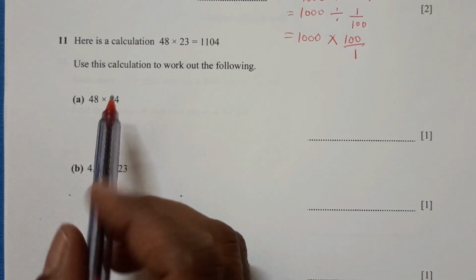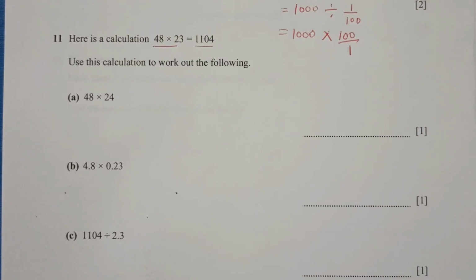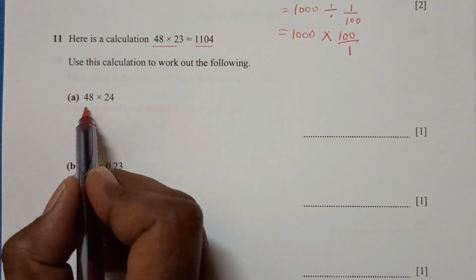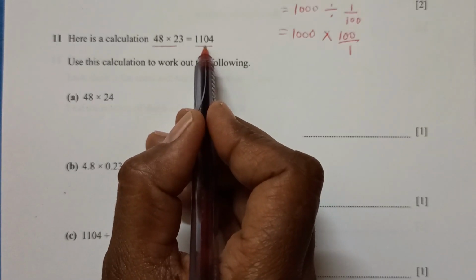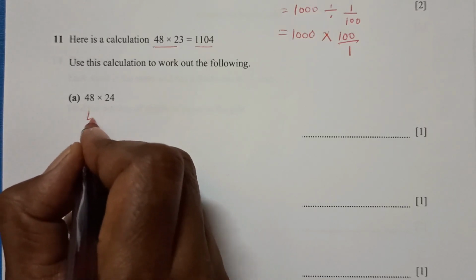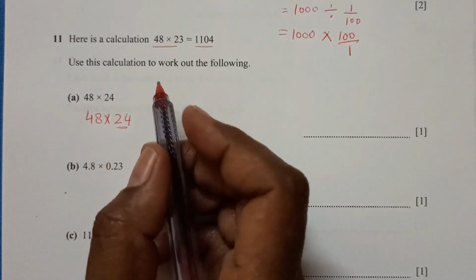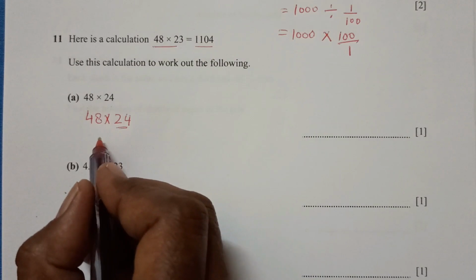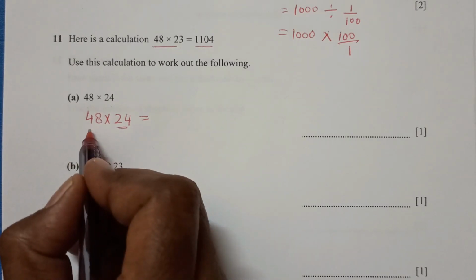Question 11. Here is a calculation. 48 times 23 is 1104. Use this calculation to work out the following. So we need to use this information for this. So 48 times 24. As 48 times 23 is 1104, that means how many 48s are there? They are 24. Here 48s were 23. So you need one more 48 there.